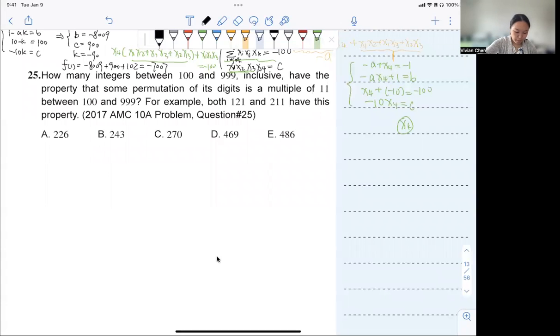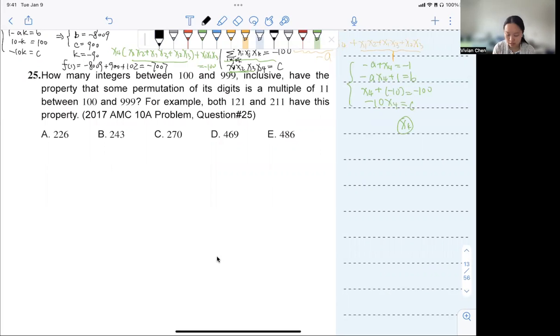Okay, finally, I will talk about problem number 25. How many integers between 100 and 999 inclusive have the property that some permutation of its digits is a multiple of 11 between 100 and 999? For example, both 121 and 211 have this property.